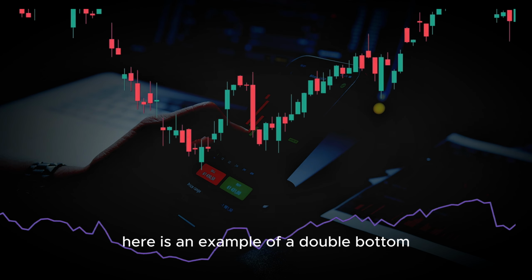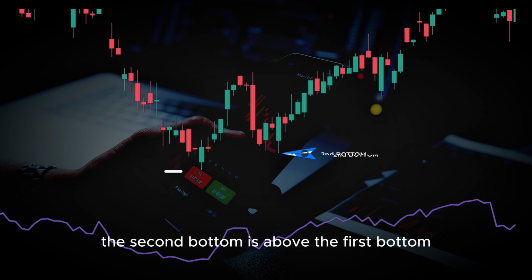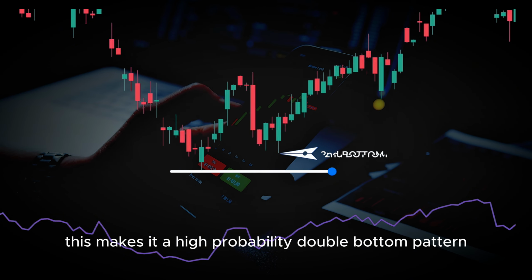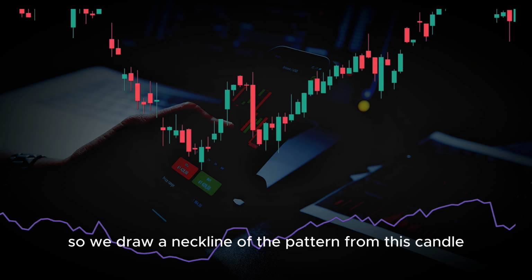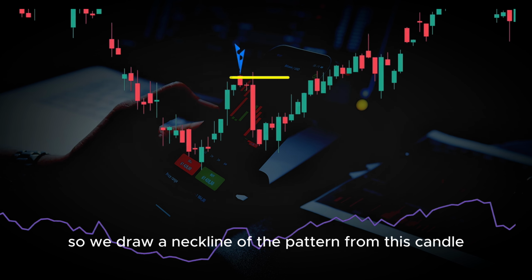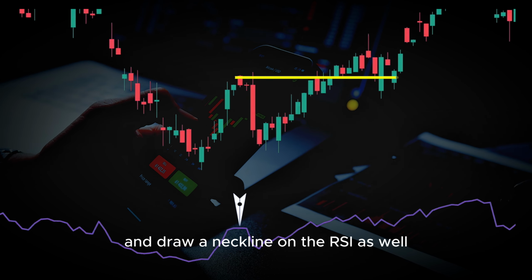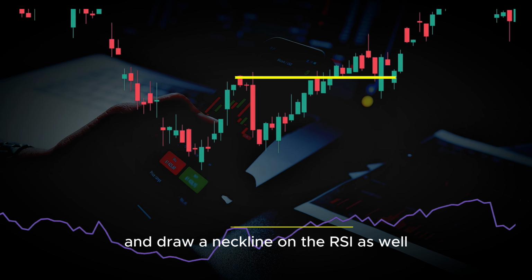Here is an example of a double bottom. The second bottom is above the first bottom. This makes it a high probability double bottom pattern. So we draw a neckline of the pattern from this candle. We look at the RSI value on that candle and draw a neckline on the RSI as well.